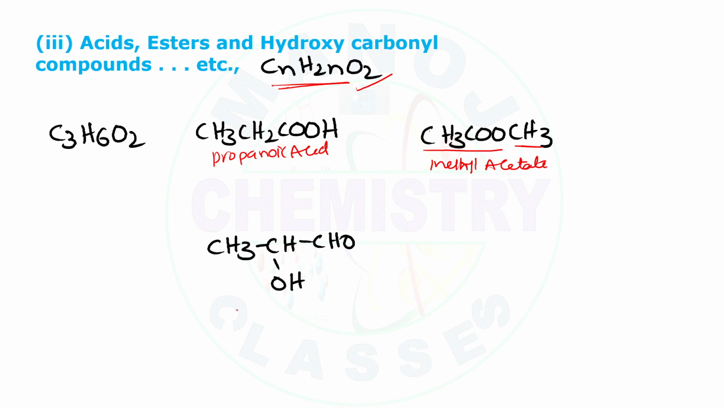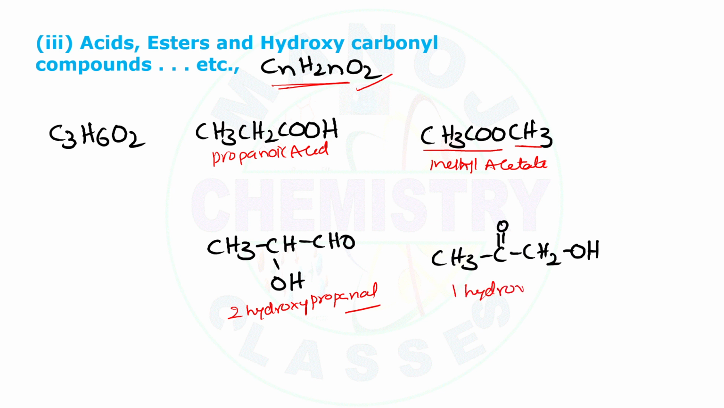So 2-hydroxy propanal, an aldehyde, that is nothing but a hydroxycarbonyl compound. It can also be written as 1-hydroxy propane 2-one. So these two are called hydroxycarbonyl compounds.